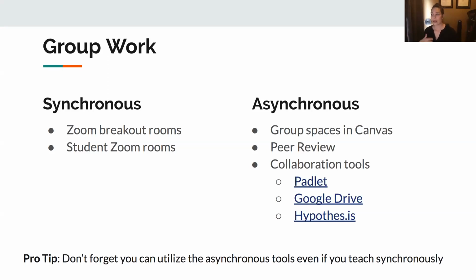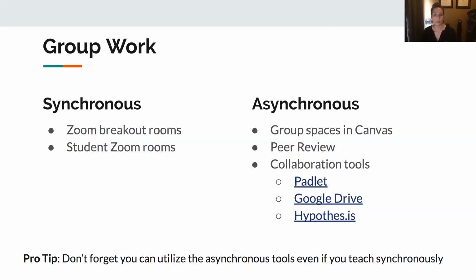For asynchronous classwork, you have group spaces in Canvas. I don't know how many of you have utilized Canvas in this way, but if you create groups in Canvas, it gives your students mini Canvas course sites where they can share files, have their own discussions, and announce to one another. It's their own mini Canvas site that you still have access to see what they're talking about, but they can facilitate it and walk through it.